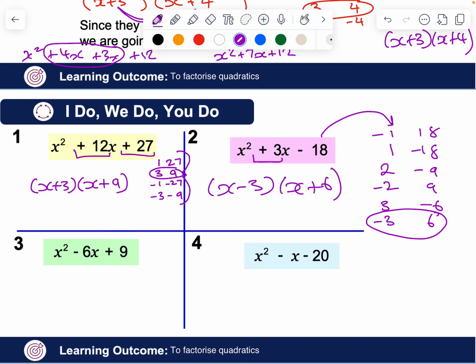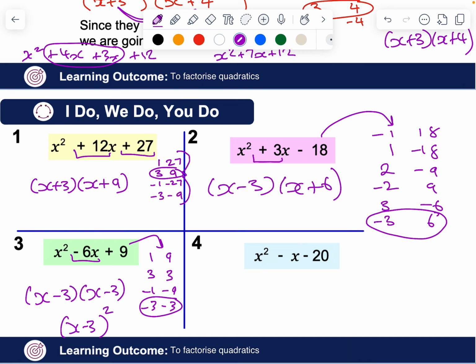Right, the next one, something that when you multiply gets you 9, but when you add, you get negative 6. So 9 is only 1, 9, 3, and 3. Then you can have negative 1, negative 9, negative 3, negative 3. Because it's a negative number, that means they're both going to be negative in this question. So x minus 3, x minus 3. And you can simplify that because they are the same. And just write it as x minus 3, all squared.